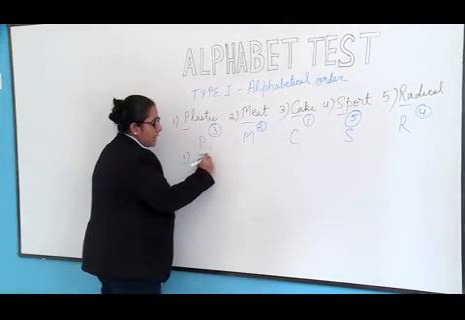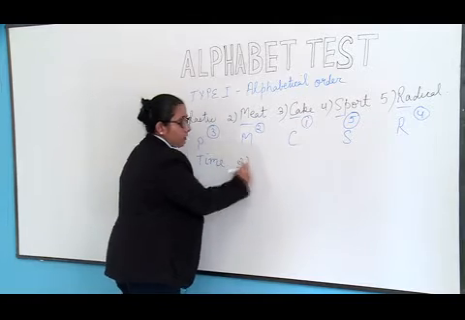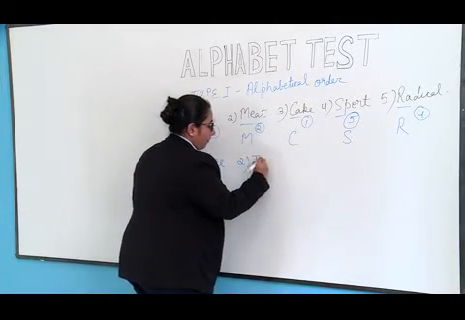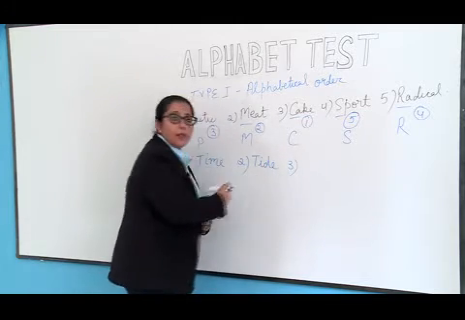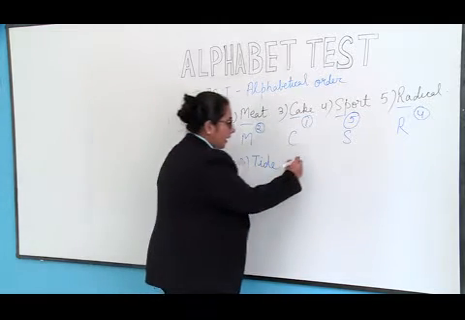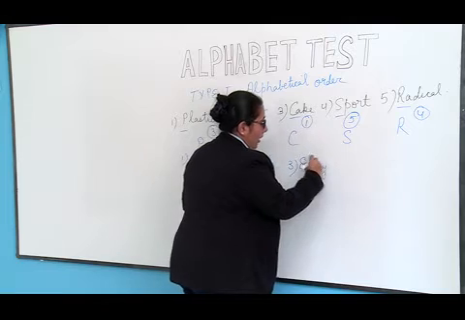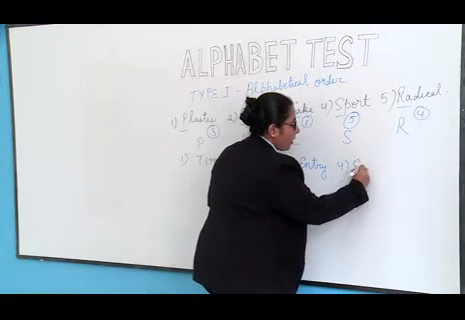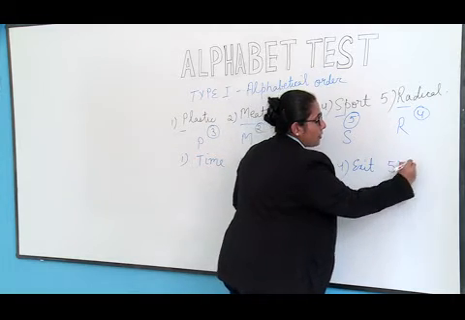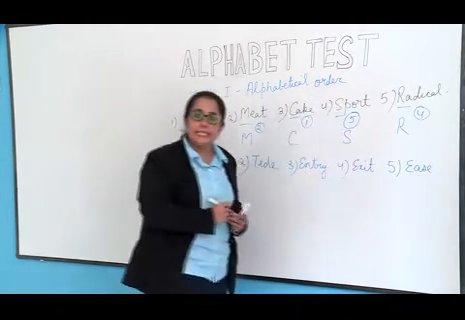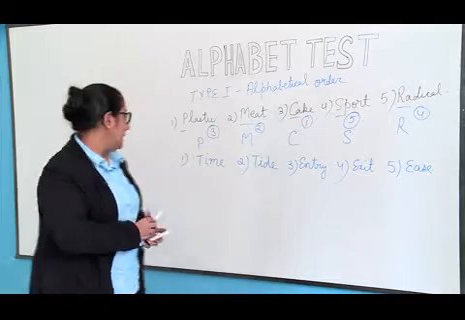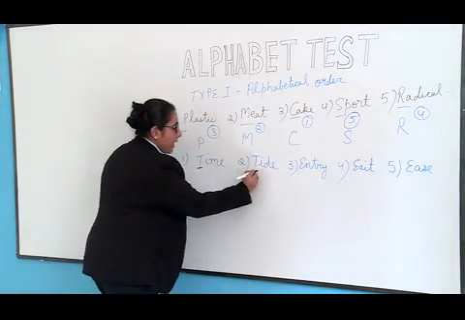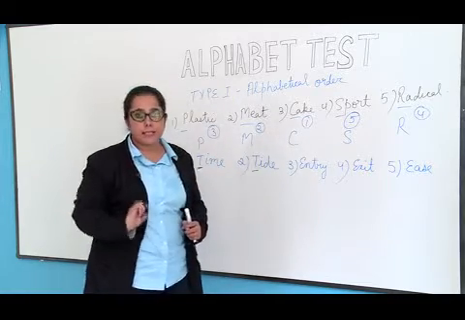The first word is time. The second word is tight. The third word is entry. The fourth word is exit. And the fifth and the last word is ease. Now as we see here, two words begin with the same letter, which is T, and three words begin with the same letter, which is E.